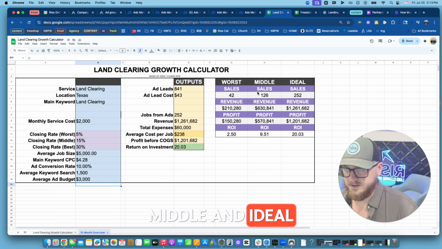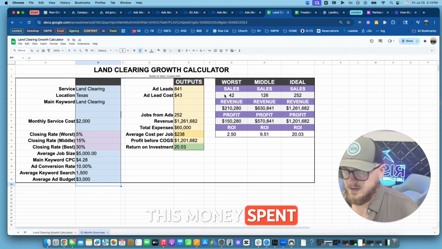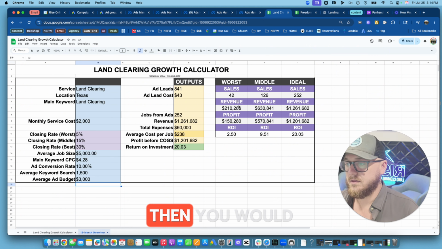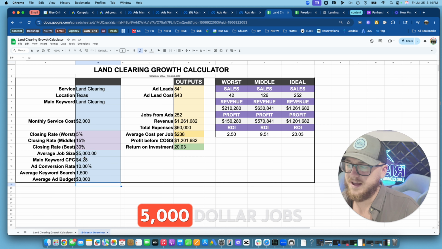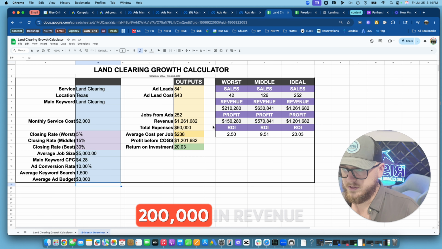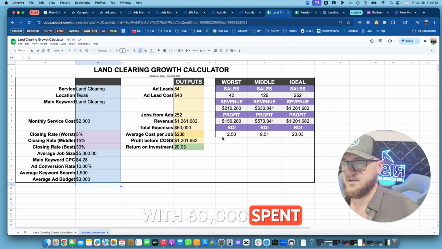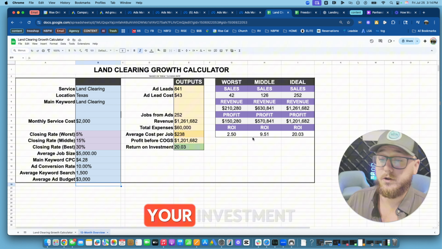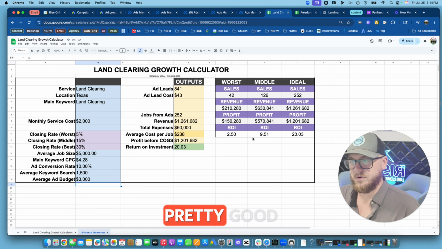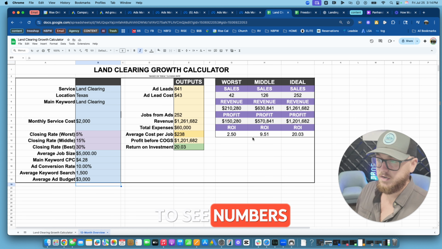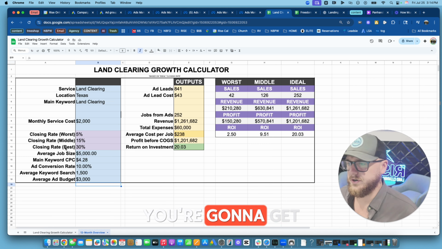Worst, middle, and ideal. So if you closed 5% with this money spent with this search volume, then you would expect to see about 42 jobs. And if they were all median $5,000 jobs, $200,000 in revenue with $60,000 spent, 2.5 return on your investment. So worst case scenario, still looking pretty good. I would love to see numbers way above that, but 5% close rate, that's what you're going to get.